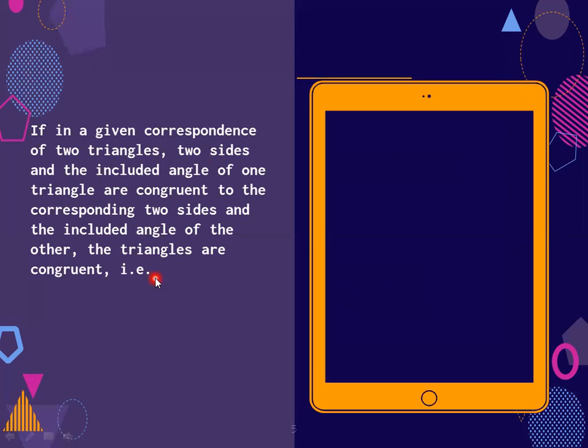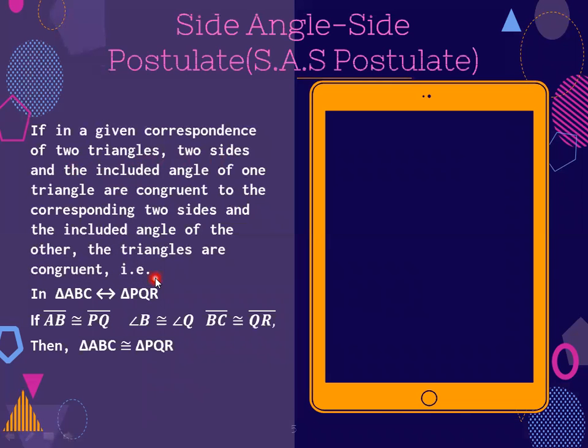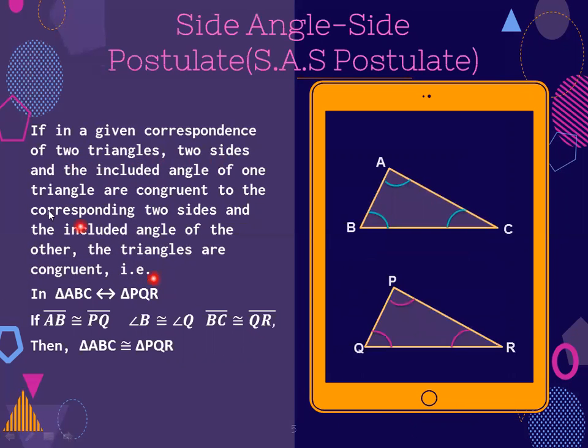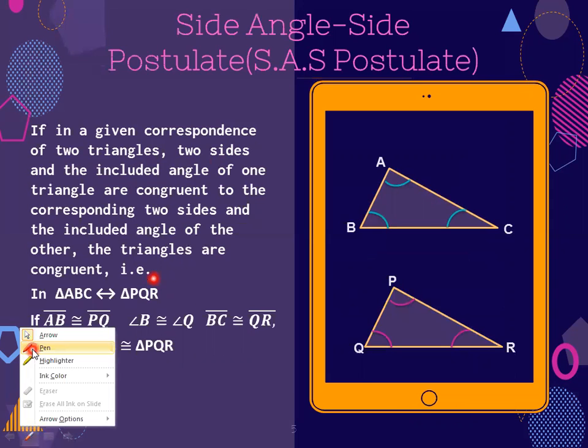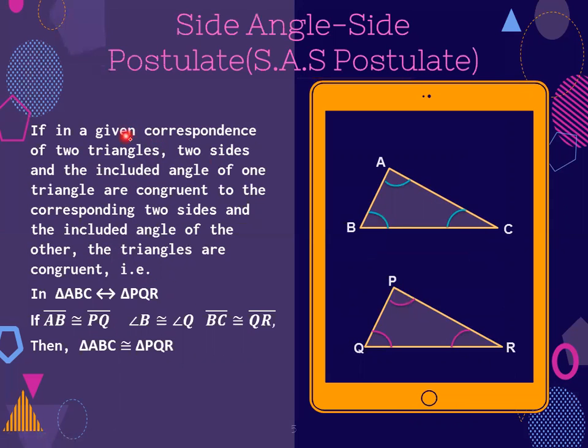It's a little bit confusing, I can understand, so I'm going to explain it with the help of this figure. Look here, again I'm explaining. In a given correspondence, triangle ABC corresponds to triangle PQR. Suppose these are the two sides, side AB and side BC.